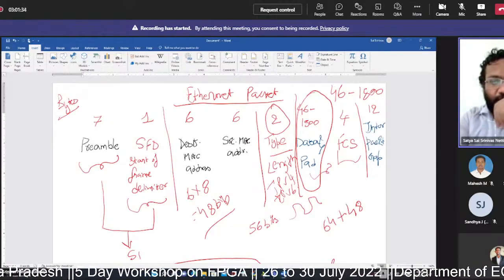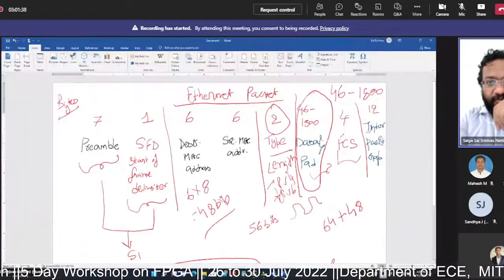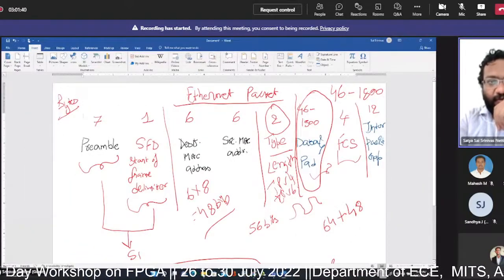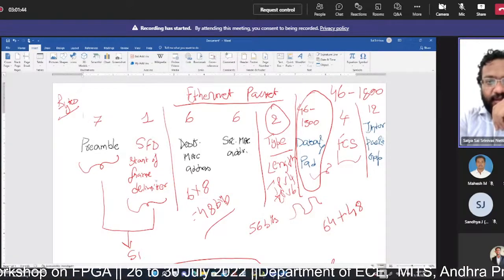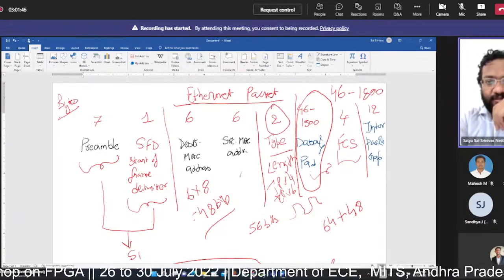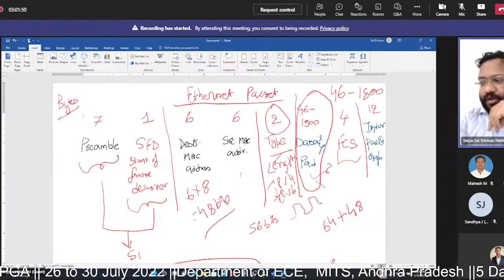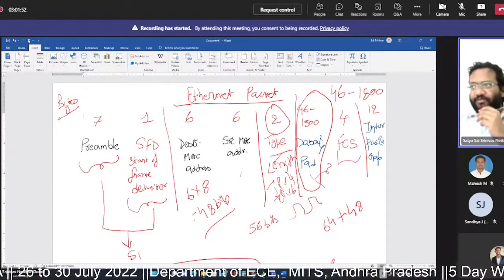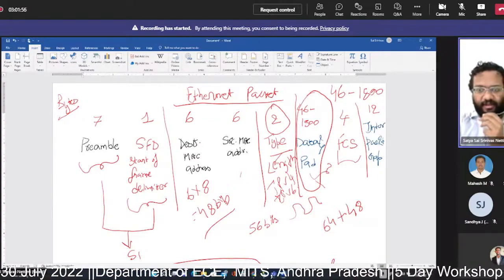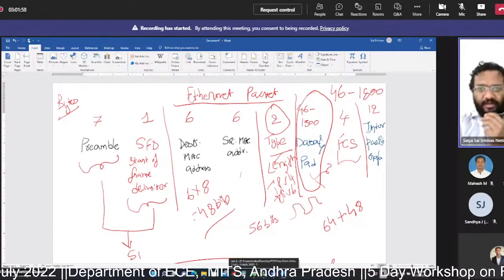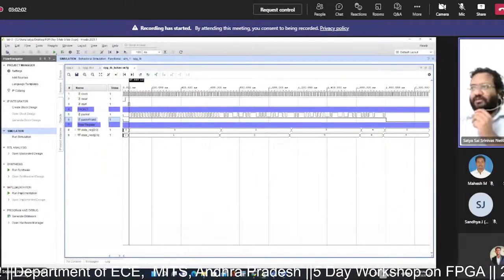I have shown you how to design an FSM, and with the use of the FSM, how we are able to generate the bit patterns for the preamble, SFD, destination MAC and source MAC, and type as well. And for the data, you can just refer to my GitHub repository, where I have provided the Verilog file and the project details completely. For the case of data, I will just explain how I have done it.